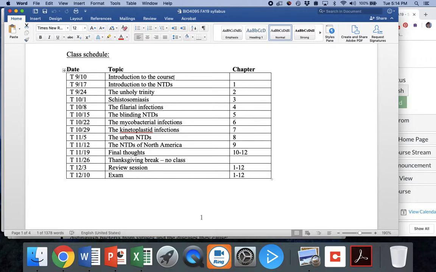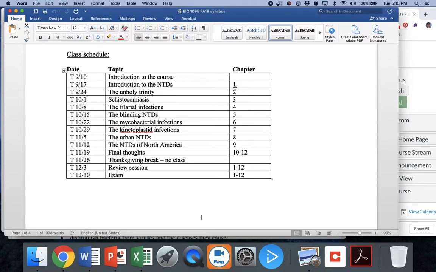But take a look at some of the topics we're going to cover. The unholy trinity, really cool. 3 worms that cause absolute havoc around the world. Schistosomiasis, filarial infections, neglected tropical diseases that cause blindness. Mycobacteria, it's the only bacterial group I think we're going to get into. The kinetoplastids. Urban NTDs. Most of these are rural, but there are actually some that thrive in urban areas. Most of these are in the tropics, but there are some, certainly historically in North America, and there's still a few that leak in from other places.